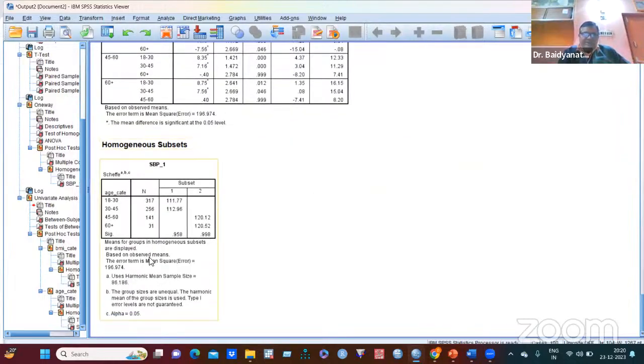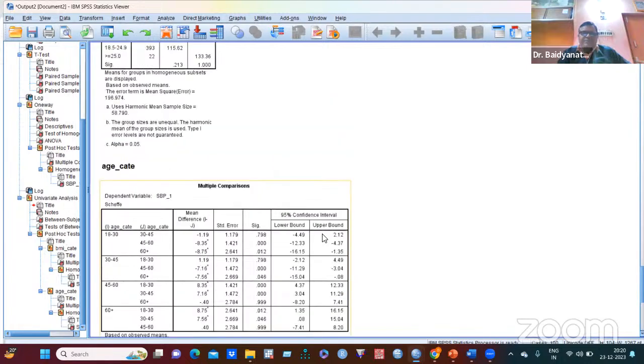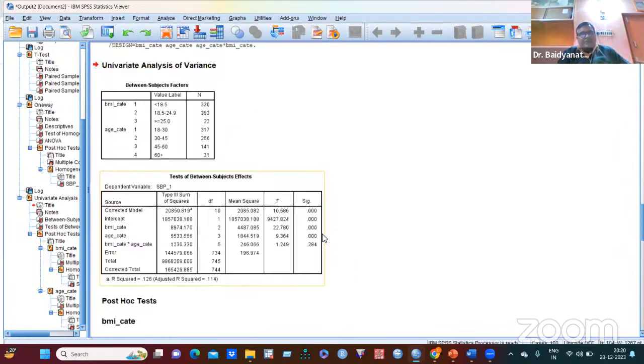And here is also a homogeneous group. The first and second create one subset, and the last 2 create another subset. This is the 1A and 2A ANOVA.